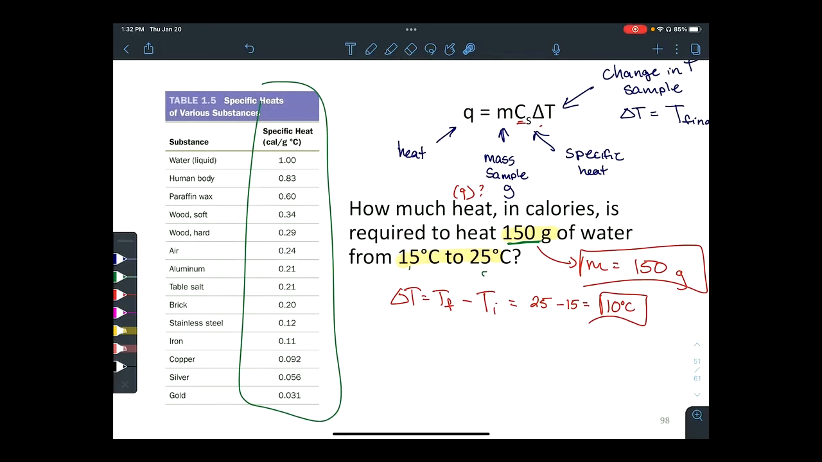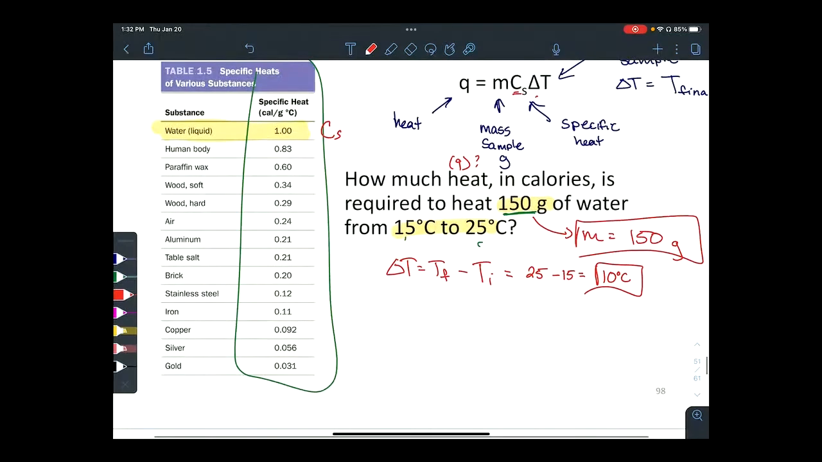If we look here, specific heats are typically given to you, okay? And so here, liquid water is 1 calorie per gram degree Celsius. So that is our C value, or specific heat, that we're going to use in our equation. So now it is just a process of plug and chug, right? So Q equals M, C, delta T. If I look at all the values that I have, I have C, I have M, and I have delta T.